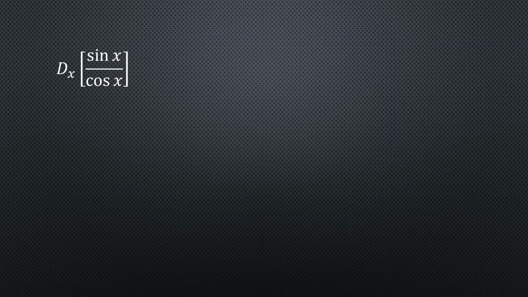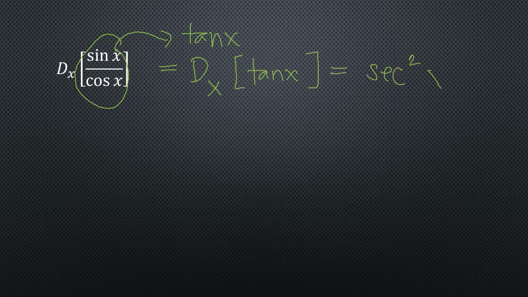On this next example, you notice that this is simply tangent x. Therefore, this is also equal to the derivative of tangent x with respect to x. So the answer is simply the square of secant x. So you don't exactly need to go through the quotient rule because this can just be replaced by tangent x. So the answer is simply secant squared x.